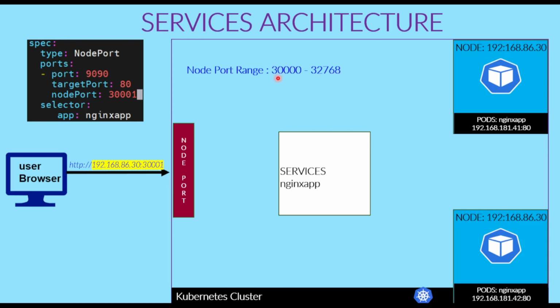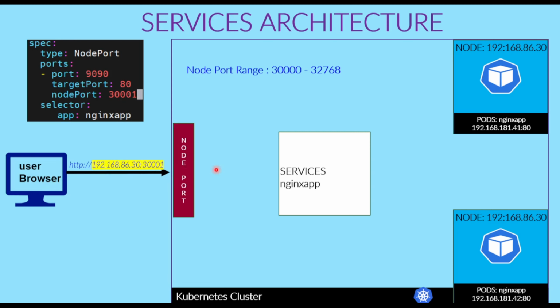You can use any one port in your services.yaml. In my case, I'm using 30,001. That means I'm ready to receive any request for port 30,001. That's why when the user sends this request, the node port will receive that request.